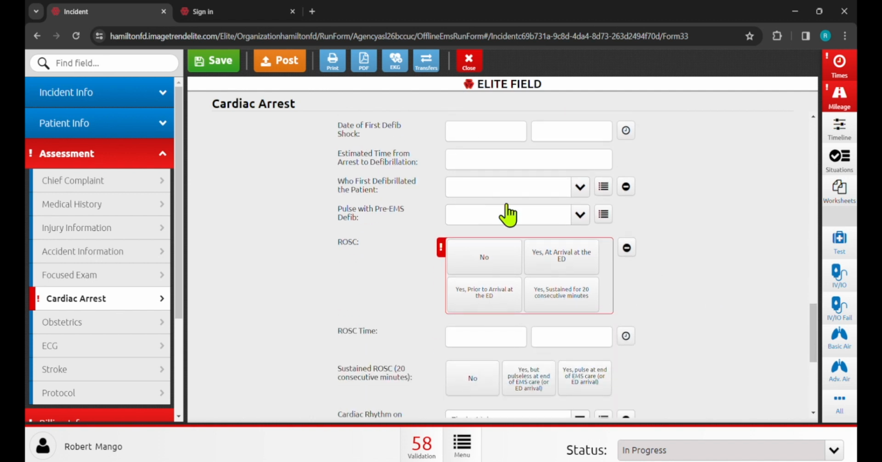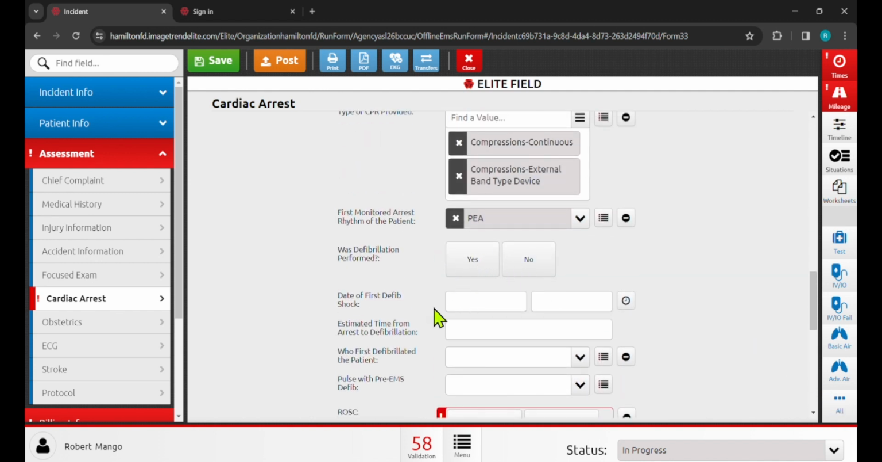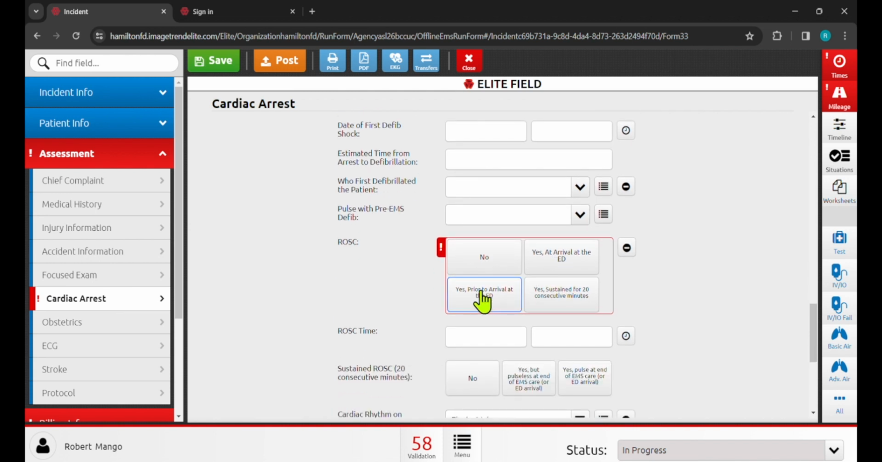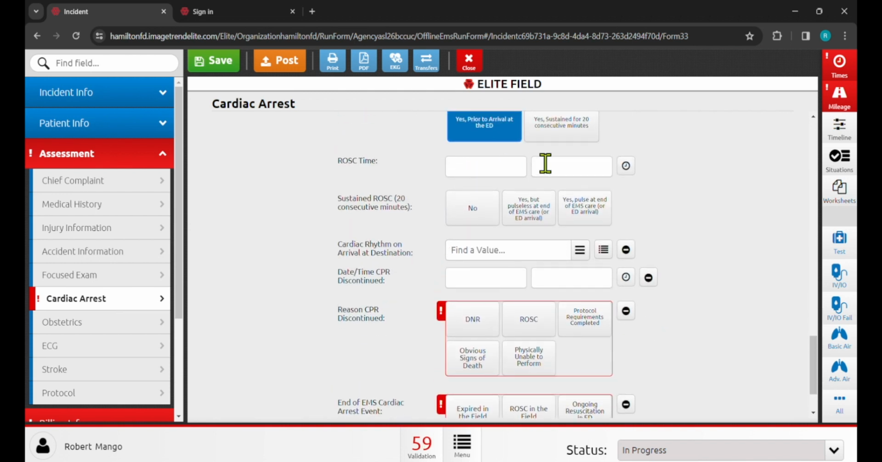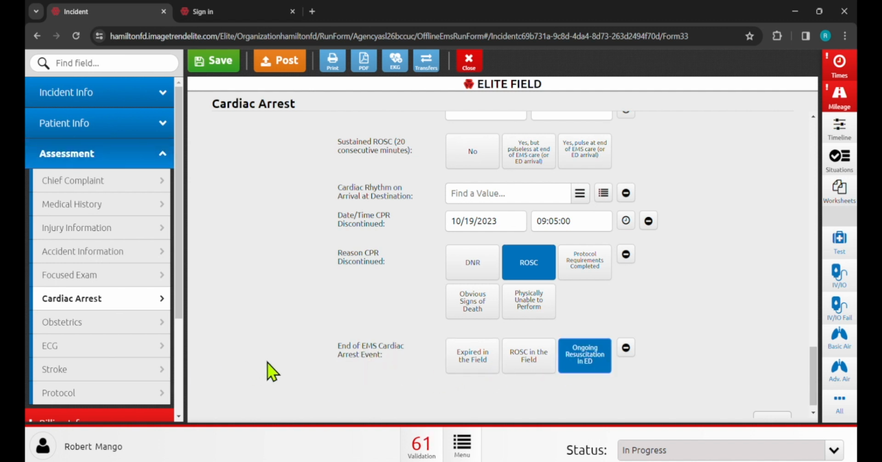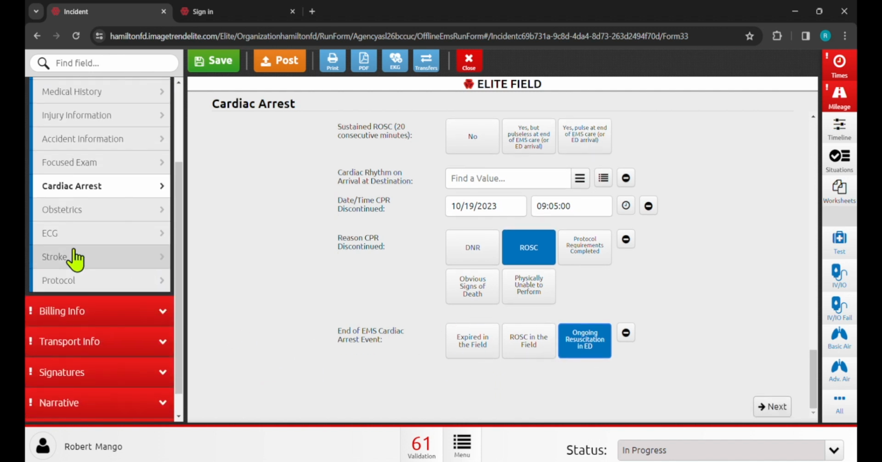We select their rhythms, all of these things. And again, we can fill in all of these things. And in a run like a cardiac arrest, these are the runs that should be heavily, heavily documented. We can record the time we got ROSC, all of these things. Why did we stop? Well, in this case, we stopped CPR because we got ROSC. When did we stop it? And the end of the EMS cardiac arrest event was ongoing in the ED. Or whatever is applicable.